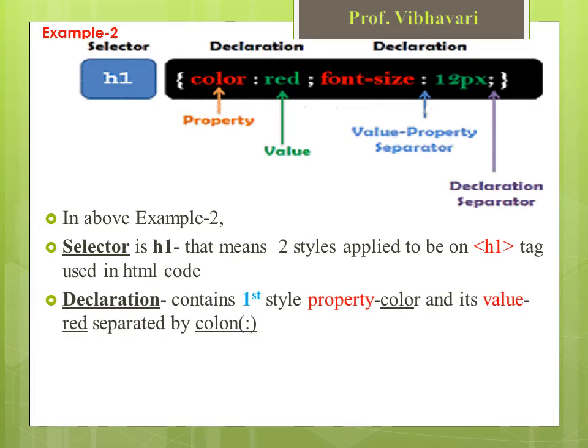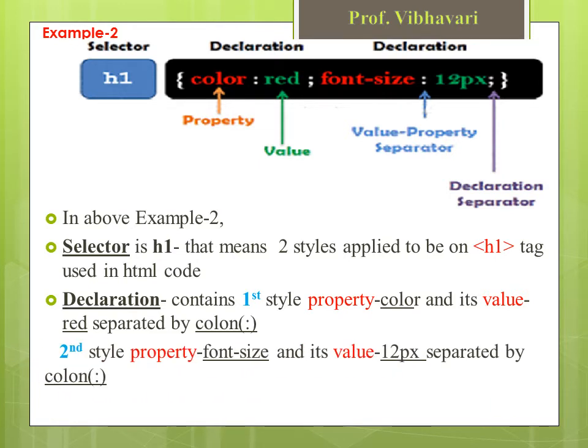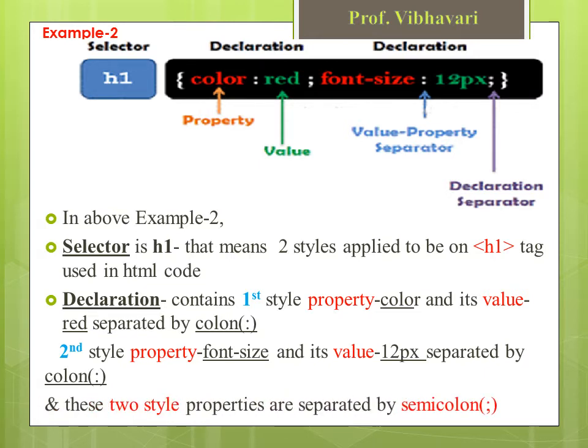Declaration contains the first style property, that is the color, and its value is red, separated by the colon symbol. Second style property is font size, and its value is 12 px, separated by the colon. And these two style properties are separated by the semicolon.